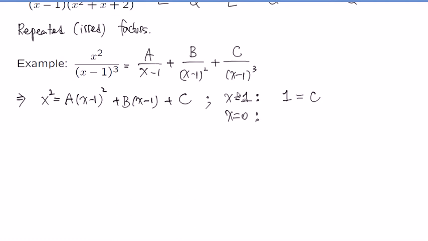Let's plug in 0 there. What do you get? Left-hand side is 0. Right-hand side is A times -b, and C is 1. That's one equation you get.